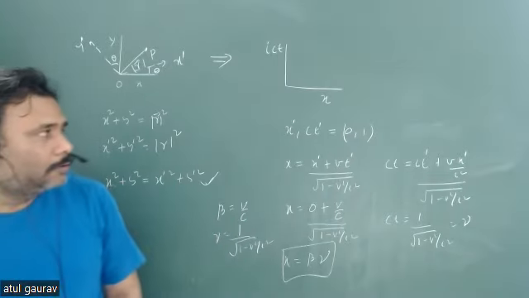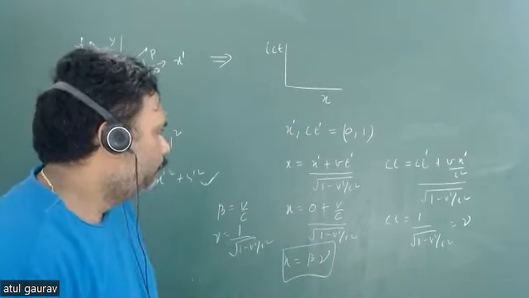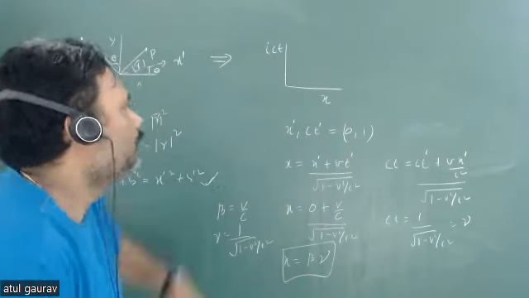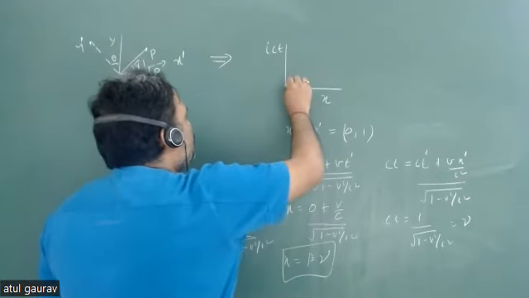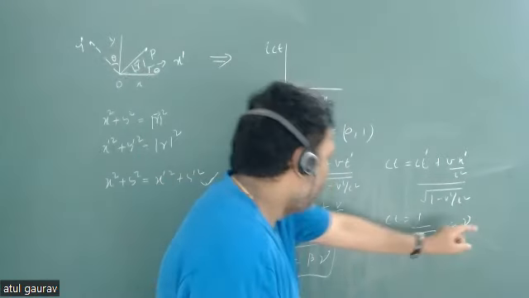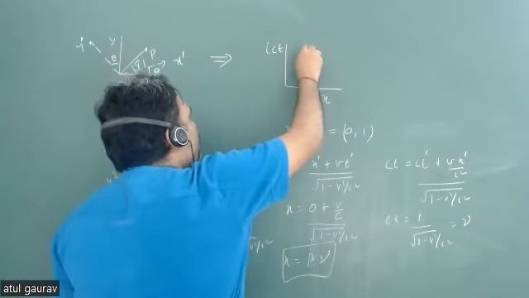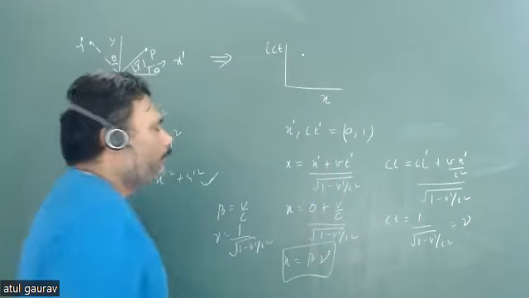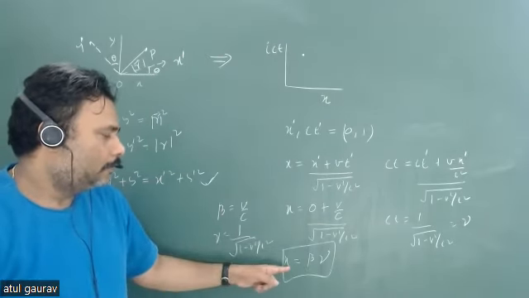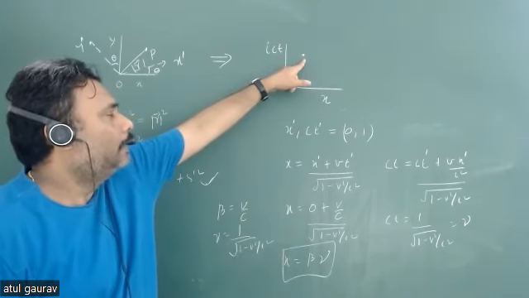Please mind it, the value of x dash is 0 and ct dash is 1, meaning I am talking about something, or this value is positive and this value is also positive. Gamma is also positive and beta gamma is also positive. So I will get this value someplace like here. Are you getting my point or not? Yes, sir. It will be in the first quadrant.